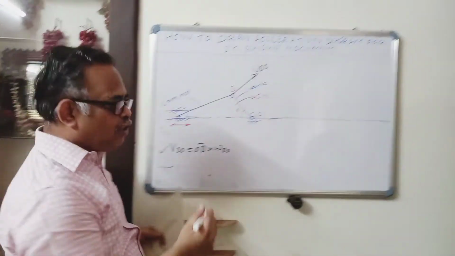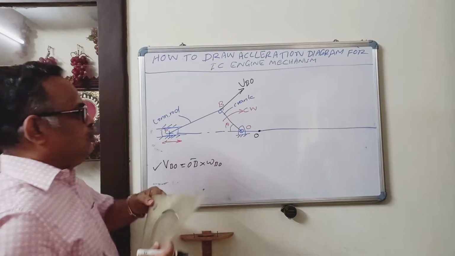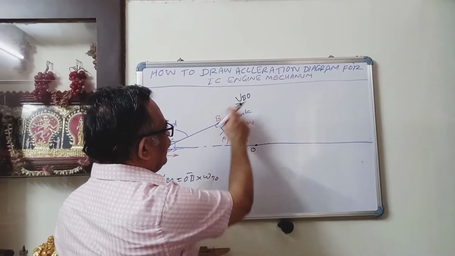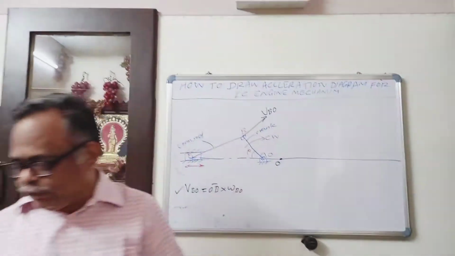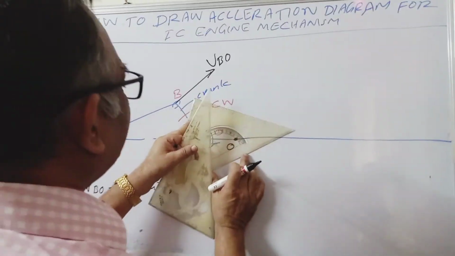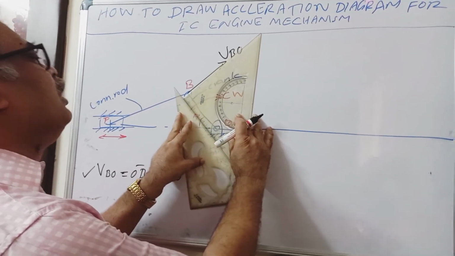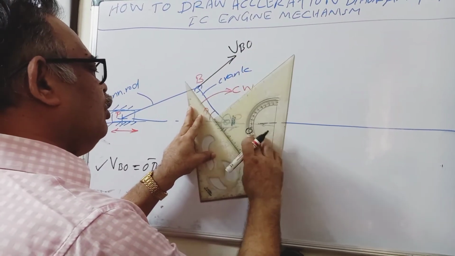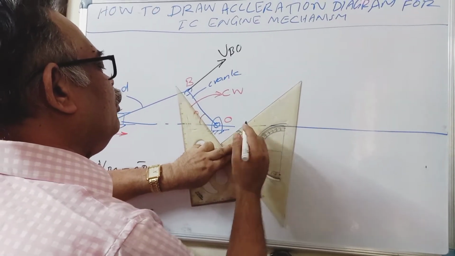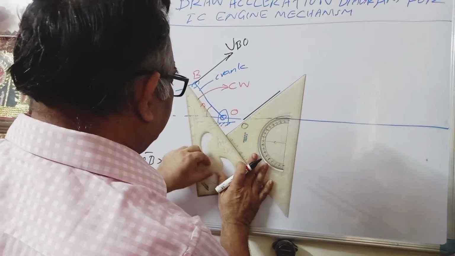Now let us start the velocity diagram. Let the origin point be O. We have to draw a line parallel to this. For that, we keep a set square like this and another set square like this, and move it down, making sure that a line is drawn through point O like this.